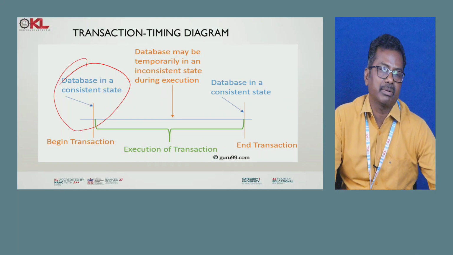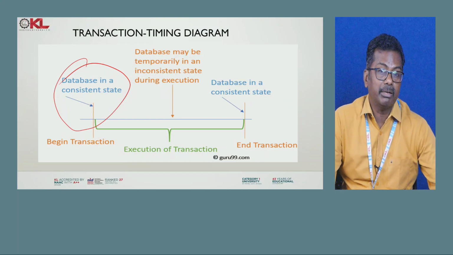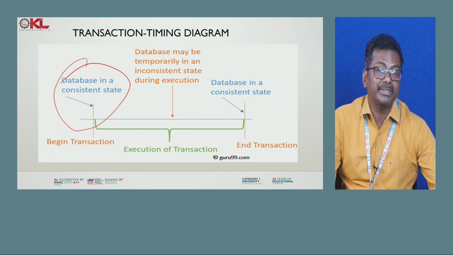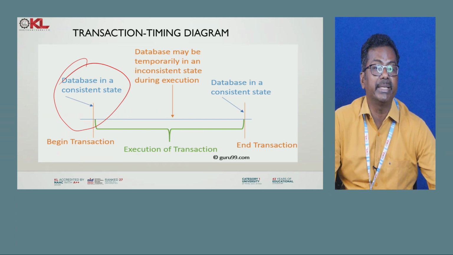1000 rupees balance in your account. That means the state before the transaction is consistent. It shows 1000 rupees as balance, which is consistent. That is called a consistent state, so before the transaction begins.